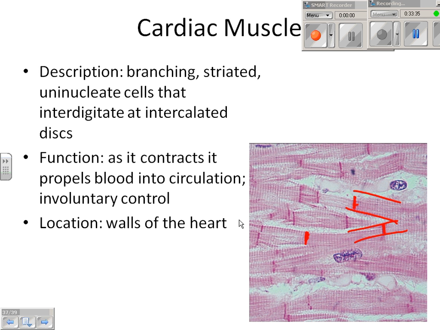So where do you find cardiac muscle? Hopefully that one's pretty easy for you. In the heart. Cardiac muscle is only found in the heart. It contracts to propel blood to circulate through your entire body. And of course, you cannot control this voluntarily. The heart contracts involuntarily. The only way that you can manipulate it is if you go outside and run and speed it up, or go to sleep and slow it down. But it is involuntary contraction.